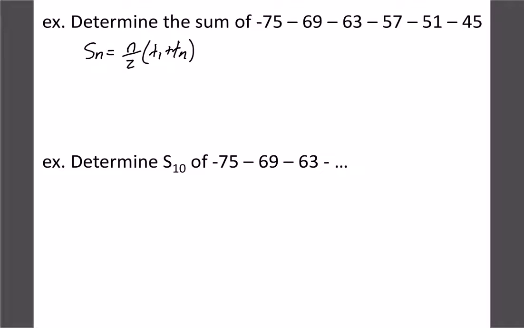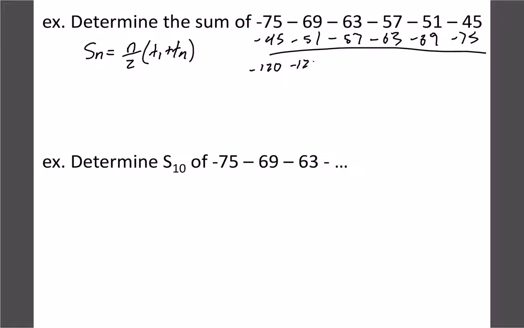The reason why this formula works is we can write these numbers backwards. If we list all of these numbers backwards like that, and we add up each row, so 75, negative 75, and negative 45 gives us 120, negative 120.